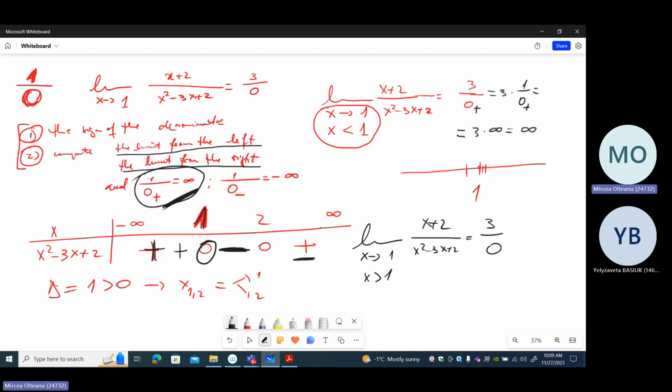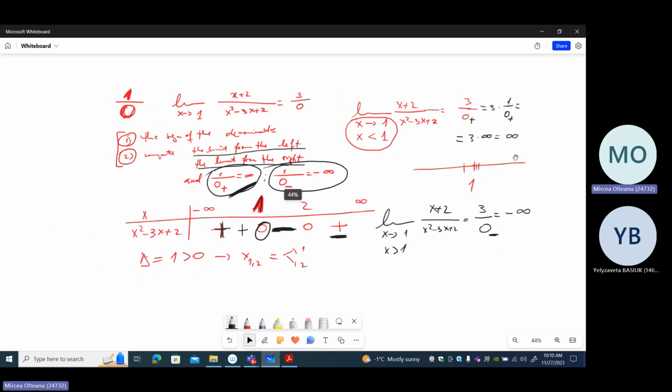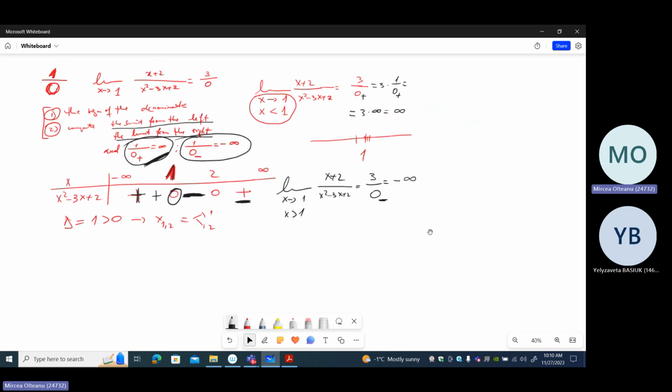Attention, don't look here. Here we are not close to 1. Close to 1 means here. So this is negative. In the same way, by using now this formal operation, we shall get minus infinite. So the limit from the right, in this example, is minus infinite. The limit from the left is plus infinite.